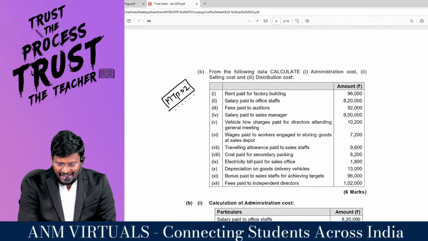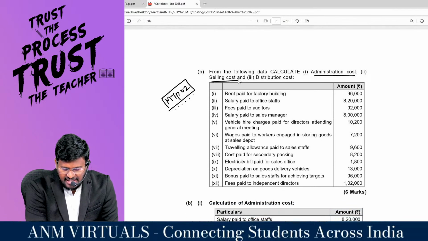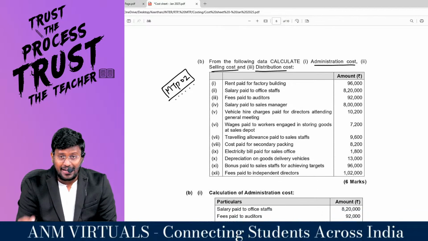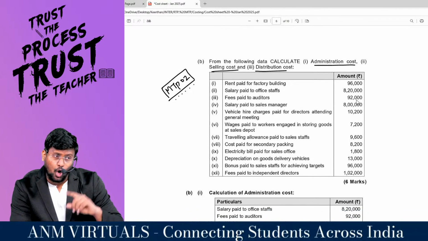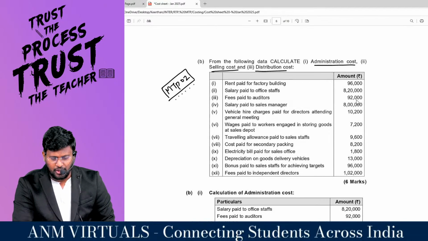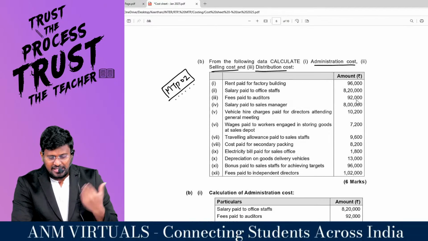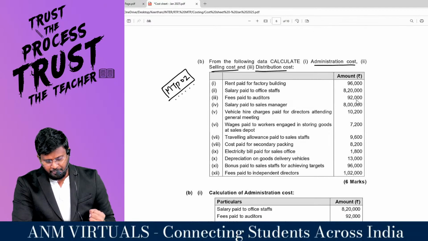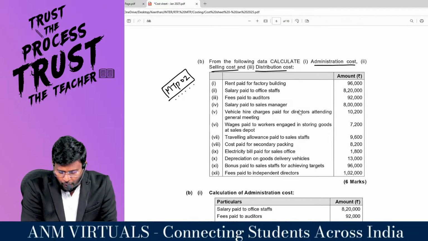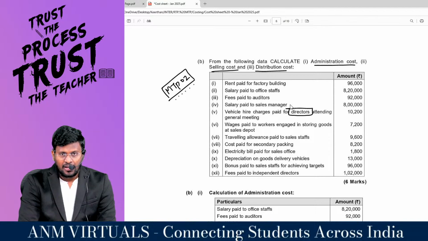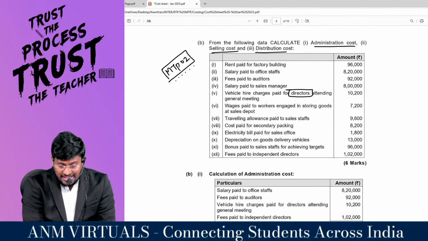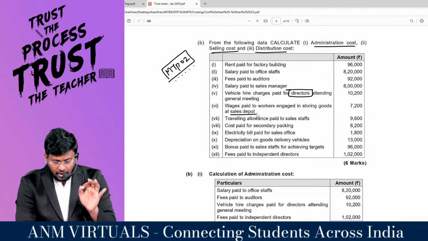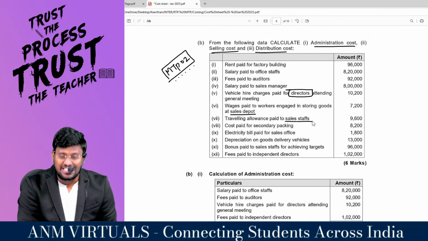From the following data, calculate the administration cost, selling cost and distribution cost. Rent paid for factory building. So we are in factory. Salary paid to office staff, office and administration. Fees paid to auditor. Salary paid to sales manager. Vehicle hire charges paid for directors. Wages paid to workers engaged in storing goods at sales depot. Travelling allowance paid to sales staff.